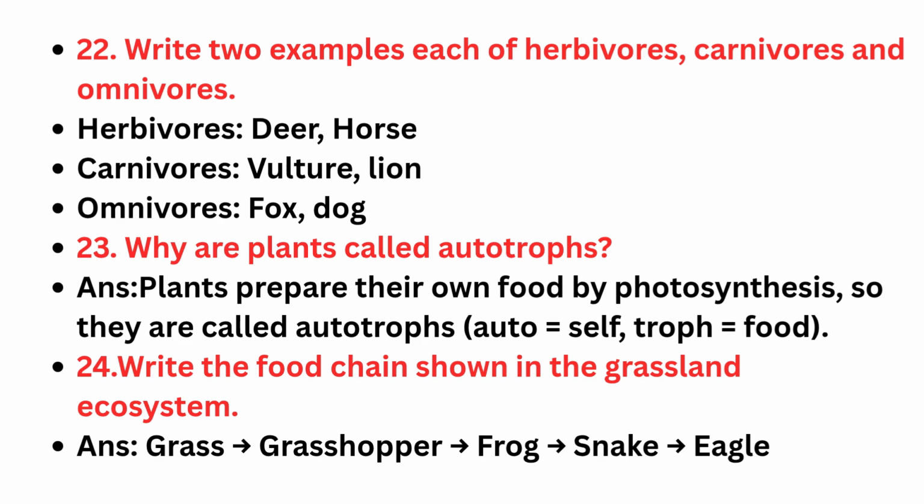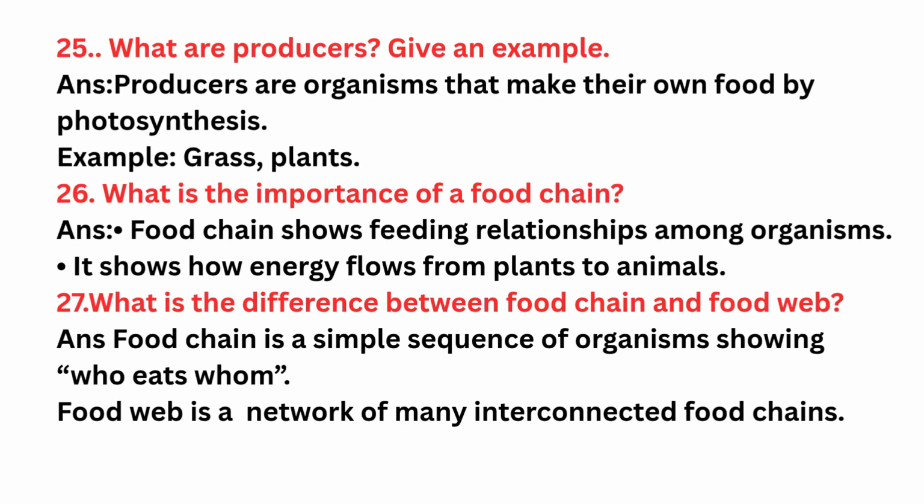Question number 24. Write the food chain shown in the grassland ecosystem. Answer: Grass, grasshopper, frog, snake, eagle. Question number 25. What are producers? Give an example. Answer: Producers are organisms that make their own food by photosynthesis. Example: grass, plants. Question number 26. What is the importance of a food chain? Answer: It shows the feeding relationship among organisms. It shows how energy flows from plants to animals.